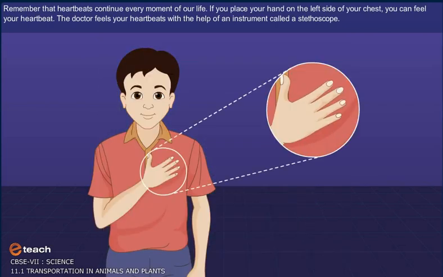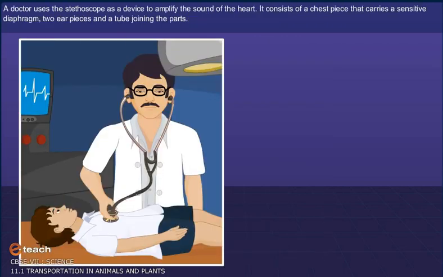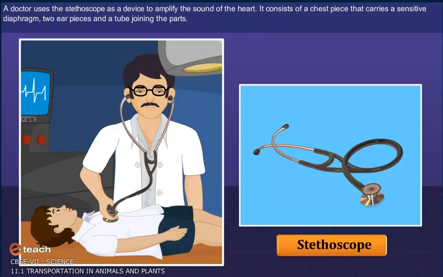If you place your hand on the left side of your chest, you can feel your heartbeat. The doctor feels your heartbeats with the help of an instrument called a stethoscope. A doctor uses the stethoscope as a device to amplify the sound of the heart. It consists of a chest piece that carries a sensitive diaphragm, 2 earpieces, and a tube joining the parts.